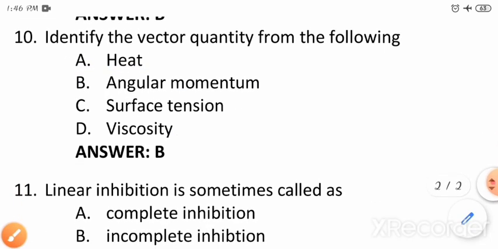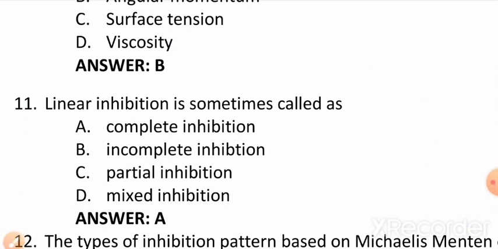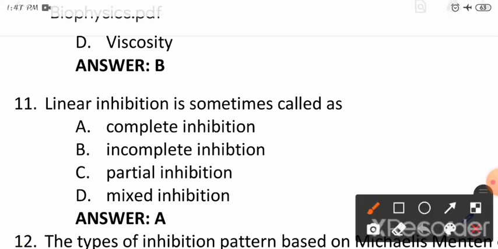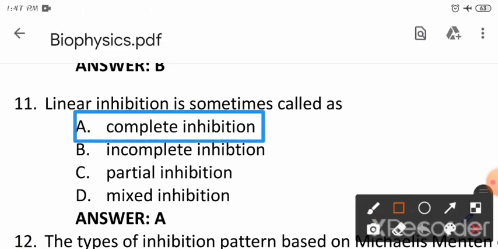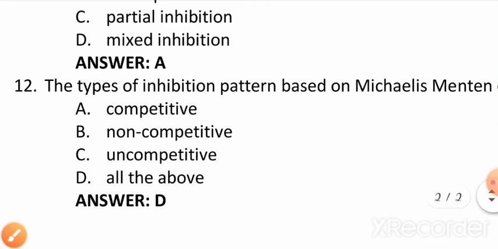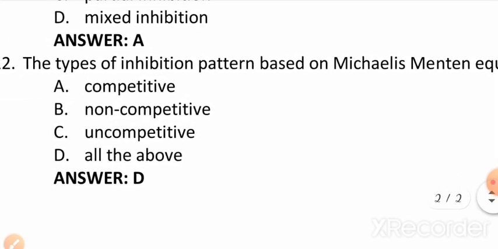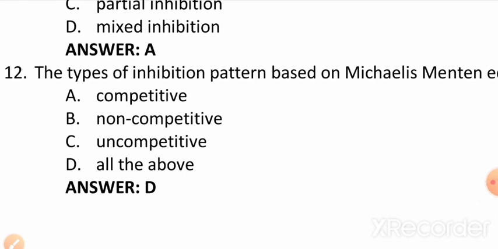Now linear inhibition is sometimes called as complete inhibition. Now the question number 12. The types of inhibition pattern based on the Michaelis Menten equations are, option number D, all of the above. That means option A, competitive, non-competitive and uncompetitive. So option number D, all of the above, should be the correct answer.